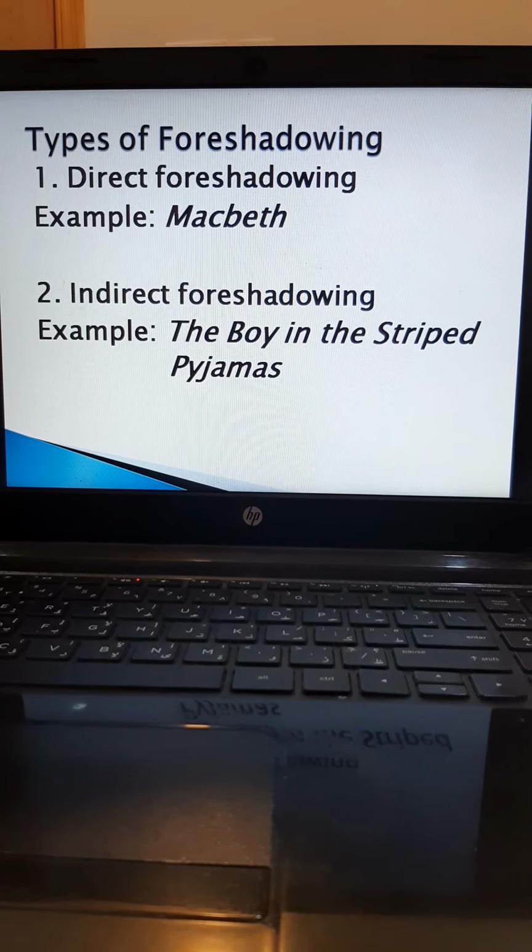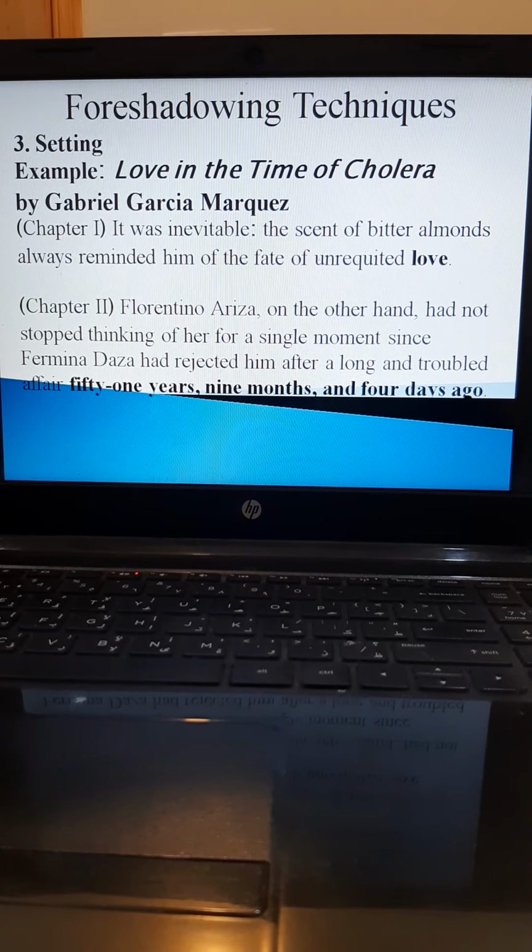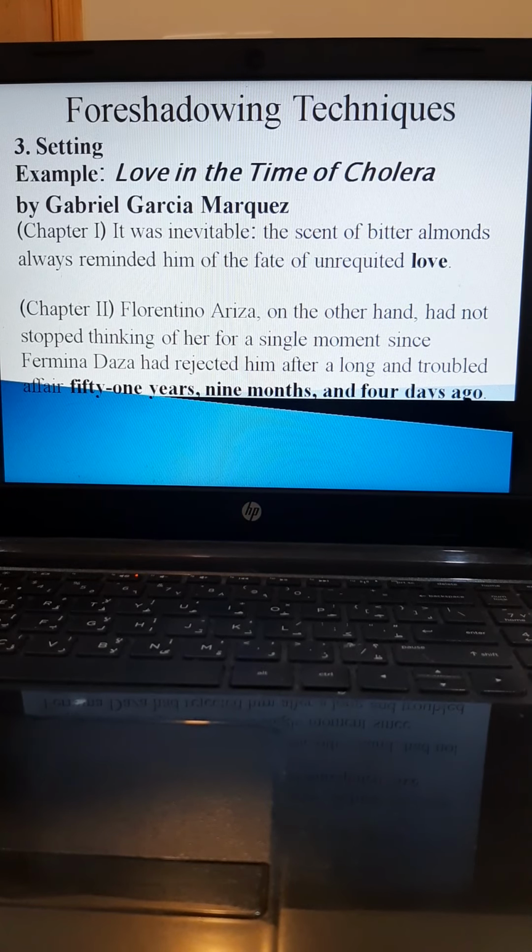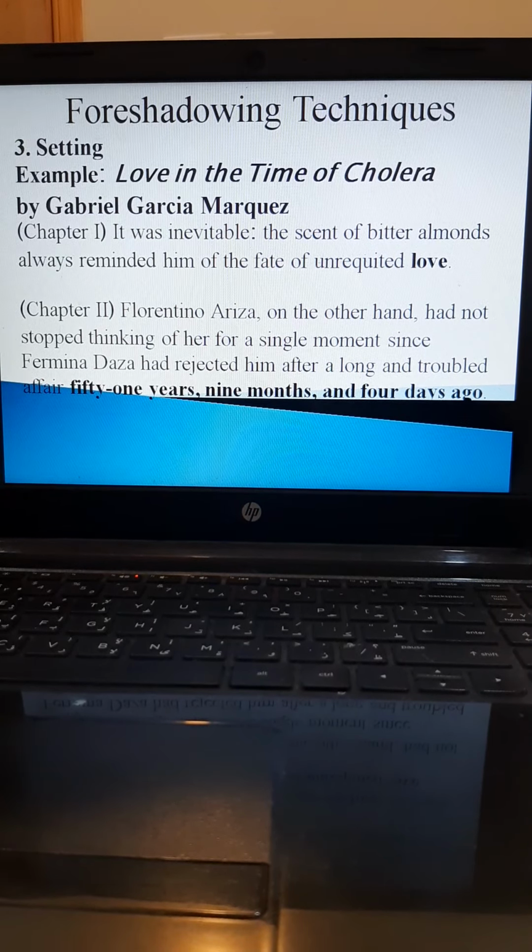Okay. Number three, setting. Now, the choices you make about the setting or atmosphere can foreshadow events as well. For example, in Love in the Time of Cholera, Gabriel Garcia Marquez uses many instances of foreshadowing. Okay, I'll read these for you. From chapter 1, "It was inevitable: the scent of bitter almonds always reminded him of the fate of unrequited love."